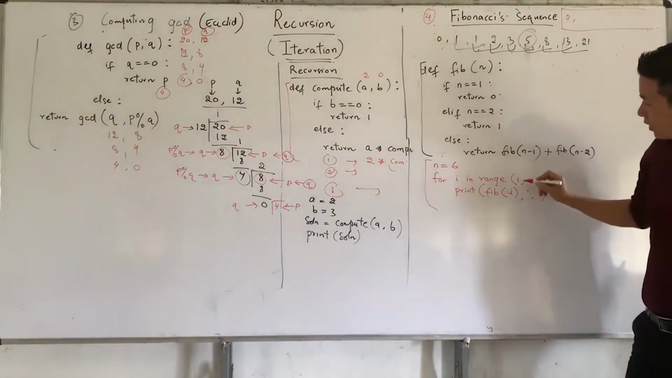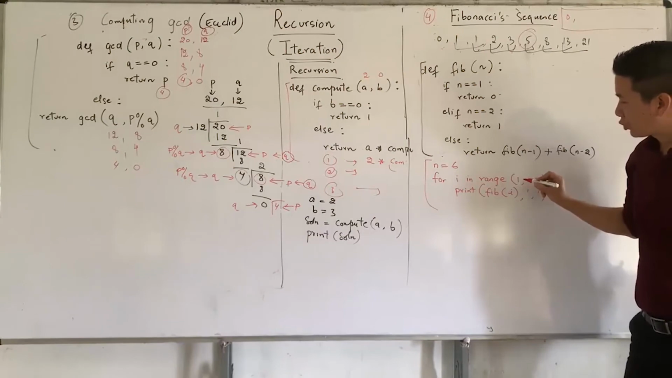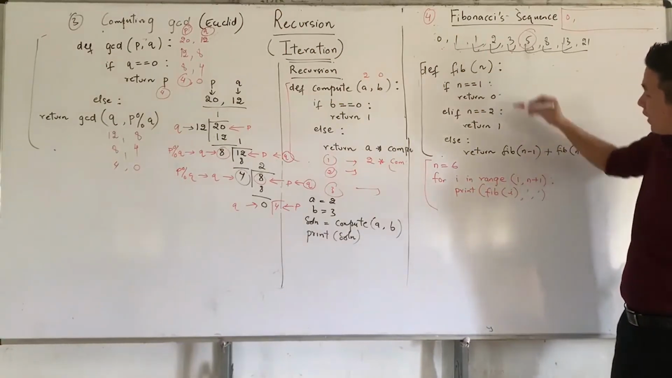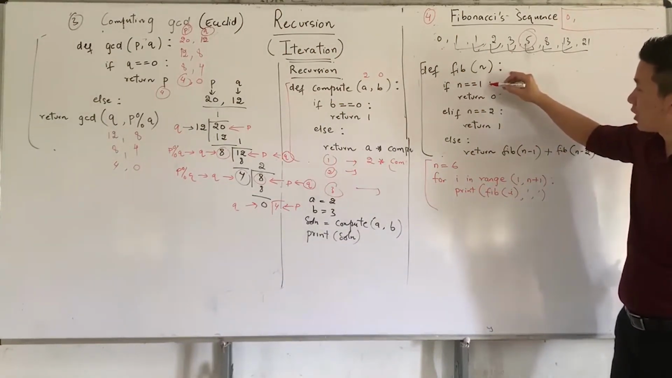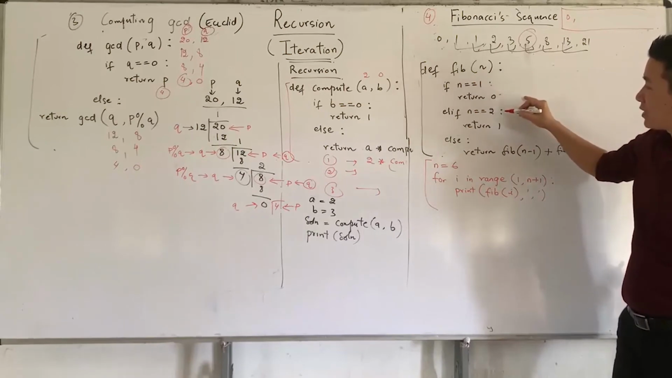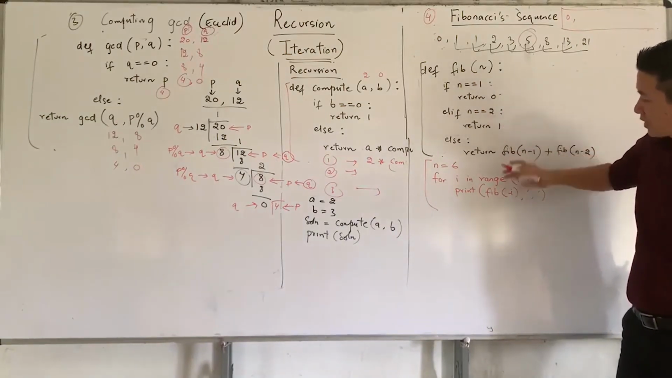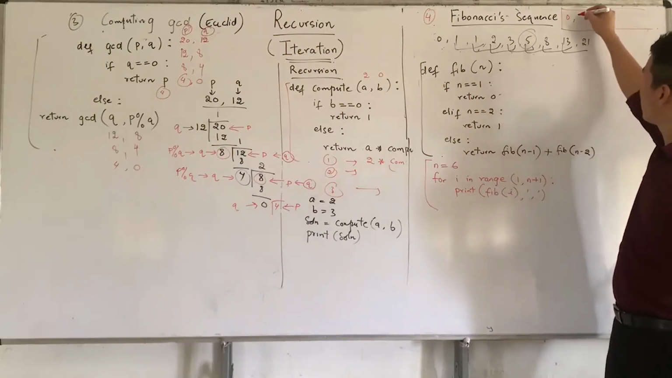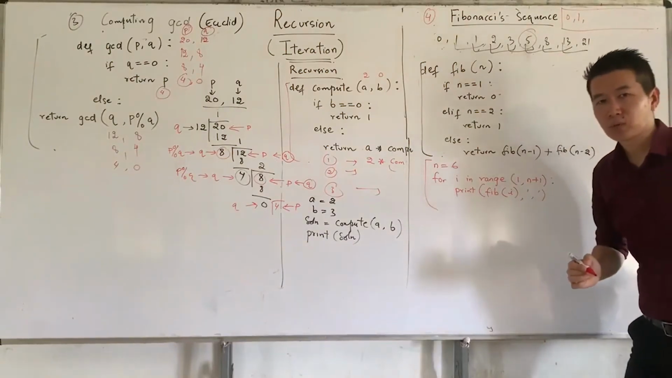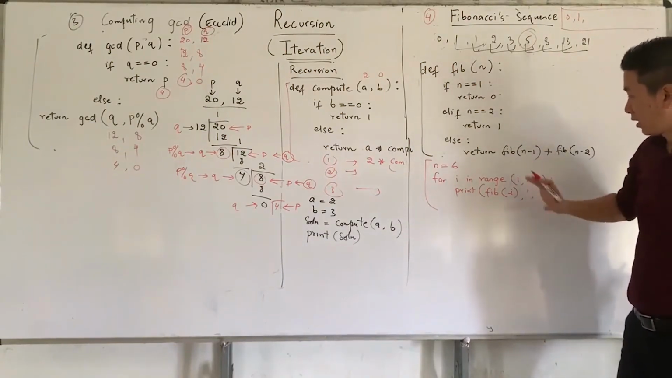And then i goes to the next value, which is 2. For fib(2), the value of n will be 2, this condition will become false, however this condition will be true, and then return 1. The value will replace the function call, and eventually 1 will be printed followed by a comma. Okay, so this is simple.